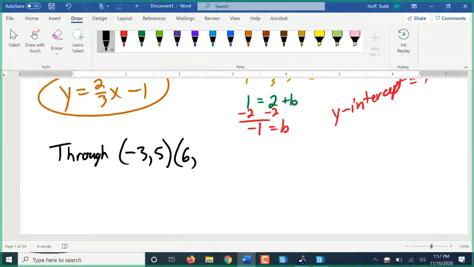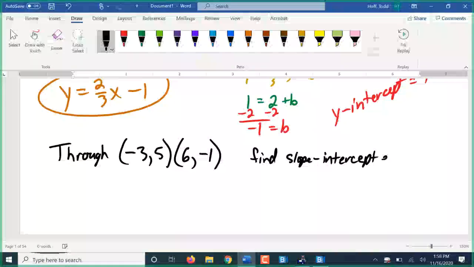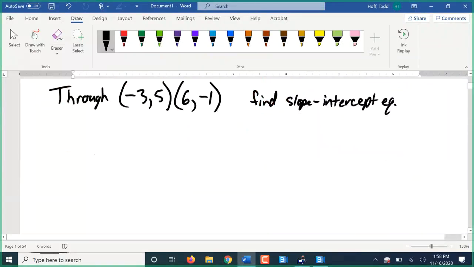In your notes, I would like you to find the slope-intercept equation for a line that goes through these 2 points. I'll give you a minute, then we'll go over it.